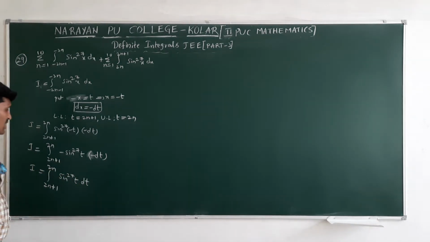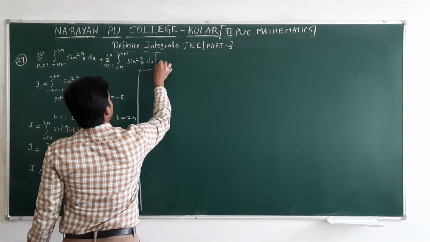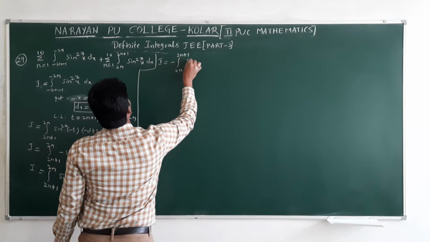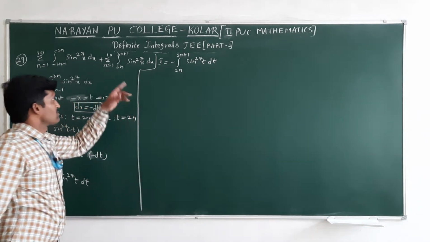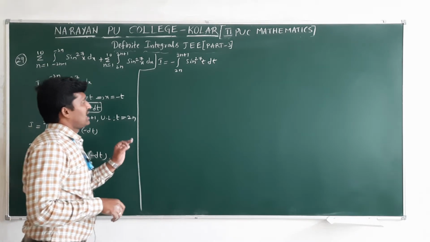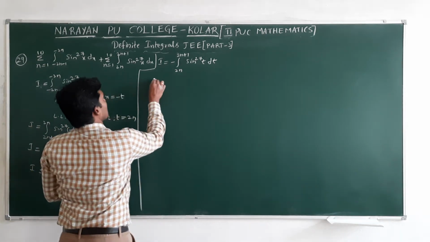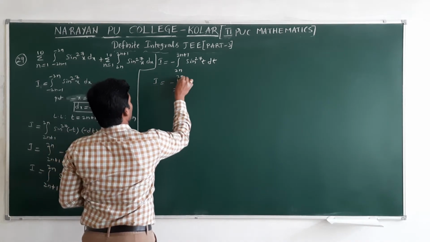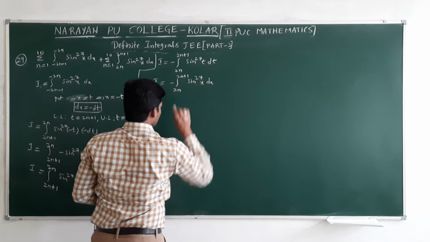But I need 2n to 2n plus 1, so I will interchange the limits. Whenever you interchange the limits, the sign changes. That is I equal to minus integral 2n to 2n plus 1 sin^27 t dt. Now the limits have become the same for the second integral term also. That's why I will replace t with the x symbol and dt with dx. That is I equal to minus integral 2n to 2n plus 1 sin^27 x dx.